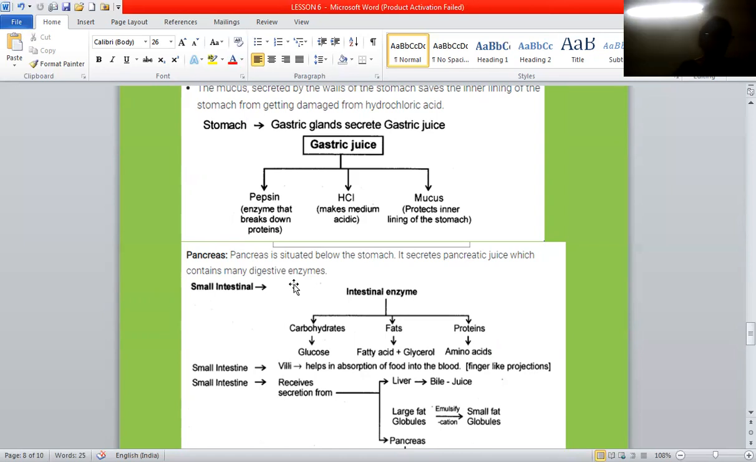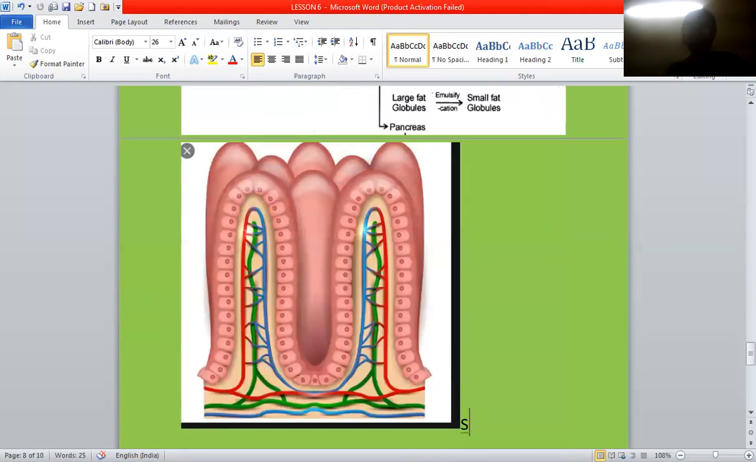Then you should know two functions of bile. The first is emulsification of fat and the second is to make the medium alkaline for the necessary enzymes to function. Bile pigments formed by the breakdown of hemoglobin are waste and provide color to the feces. Now the small intestine receives secretion from the liver, bile juice. Its function is emulsification of large fat globules into small fat globules and making the medium alkaline.